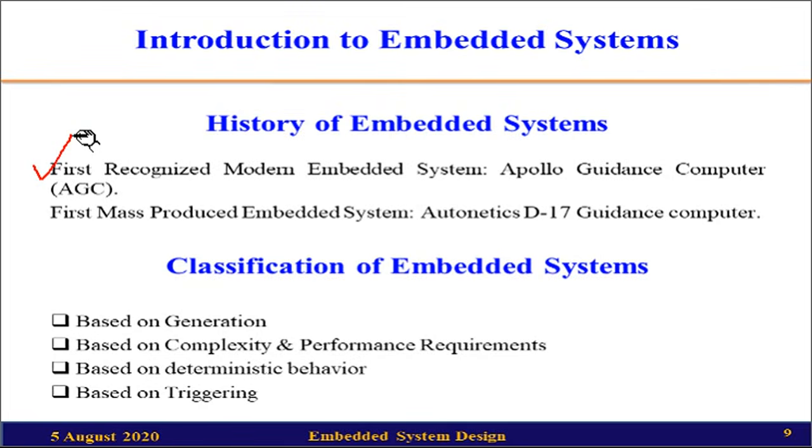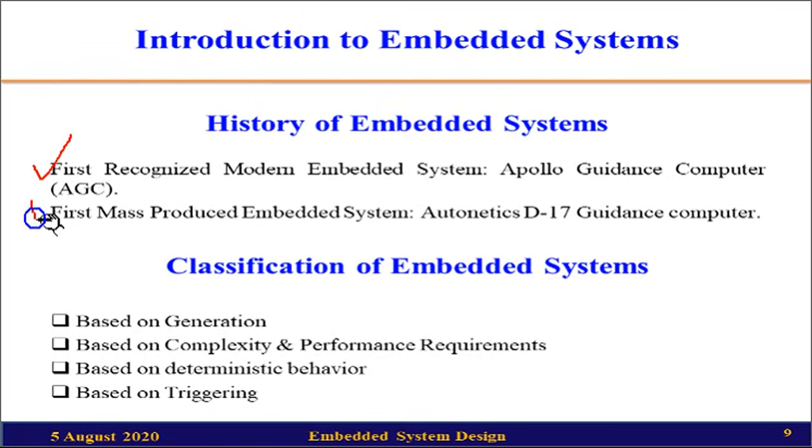This was used for a machine where it was built with a large number of ICs. Why? Because it was built during the 1960s, where we had just the starting of ICs. So at that time, they used many ICs to build the Apollo Guidance Computer.